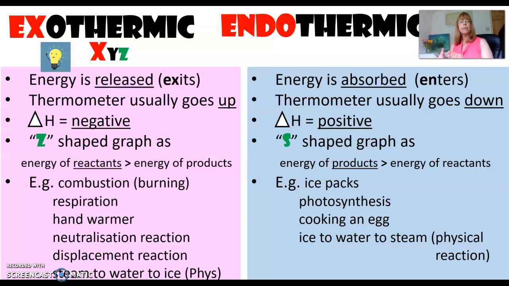Energy is absorbed. The thermometer reading is going to go down. Delta H is going to be positive, and rather than a Z-shaped graph, I'm going to get an S-shaped graph because the energy of my products is higher than the energy of my reactants, giving me an S shape. Examples: the ice packs, photosynthesis, cooking an egg. And when ice turns to water, to steam, I need to put the kettle on. I need to put in energy to allow that to happen. So because energy is going in to the water, it is an endothermic reaction.